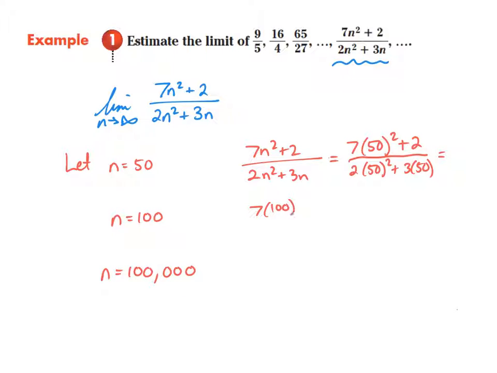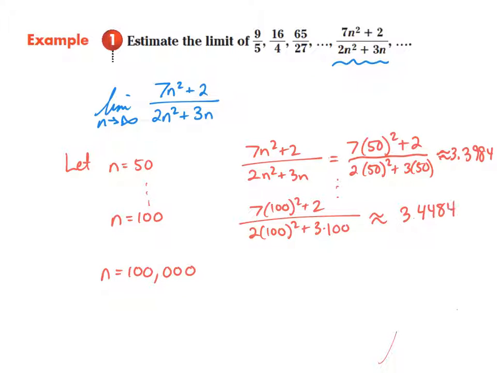So in this case, if we do 50, this one is 3.3984. If we continue down to 100, we get 3.4484. If we continue with 100,000, we get 3.4999.